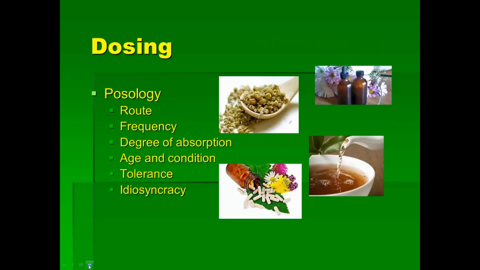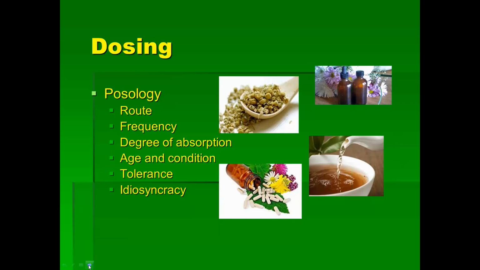When we think about dosing, we're thinking about several different things. We're thinking about the route of administration. Just in the last week, we've had to administer herbs rectally for a patient that's in critical care. But you might be applying them topically, you might be using inhalation therapy, you might be giving them orally as a tea or a tincture or a capsule.